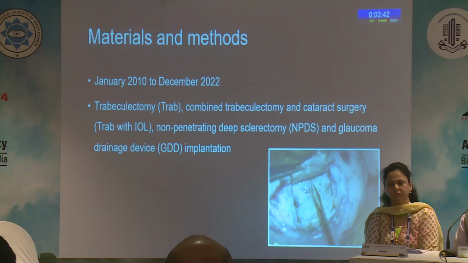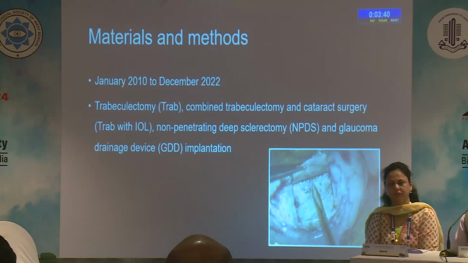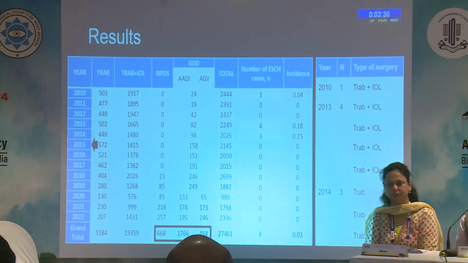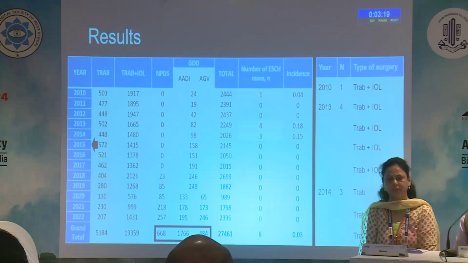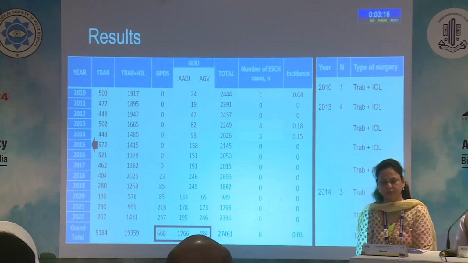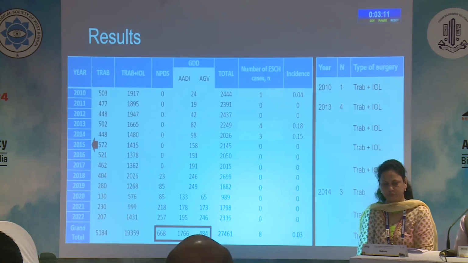Now, this is a retrospective observational study that includes all glaucoma surgeries within a study period of 12 years. Only intraoperative ESCH was included and delayed presentation of ESCH was excluded. So a total of 27,461 cases were analyzed. There were 8 cases of intraoperative ESCH, which gives an incidence of 0.03%. Now, one case in 2010, 4 cases in 2013, and one case in 2014 occurred during combined trabeculectomy and cataract surgery. Now, 2 cases in 2014 occurred during trabeculectomy.